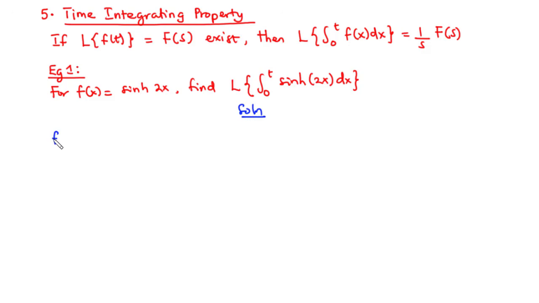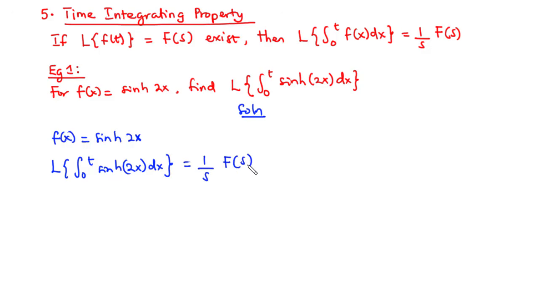So we have the function f of x that is equal to sine 2x, and we are asked to find the Laplace transform of the integral from 0 to t of sine 2x dx. Now that is given by the formula 1 over s times capital F of s. So what we need to do is basically to find the Laplace transform capital F of s.